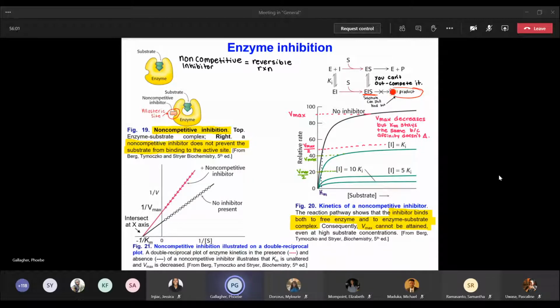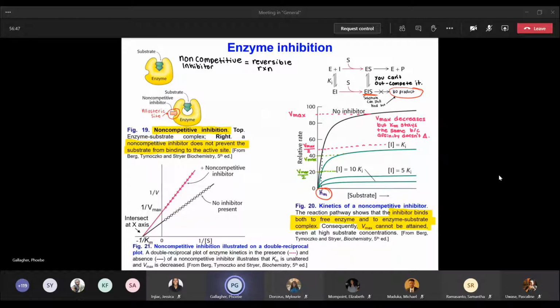So the substrate still being able to bind tells you that your Km is not going to change. So you'll see that the Km value for each of these is the same number. But because you can't make product, your Vmax value is going to change, because you are not going to be able to increase the substrate concentration in order to outcompete it. And therefore your Vmax is going to decrease, because now you have enzymes that are essentially non-functional. So when you decrease the Vmax, you're also decreasing the Vmax over 2, and that's what allows the Km to remain consistent, because it is dependent on the change in this Vmax.